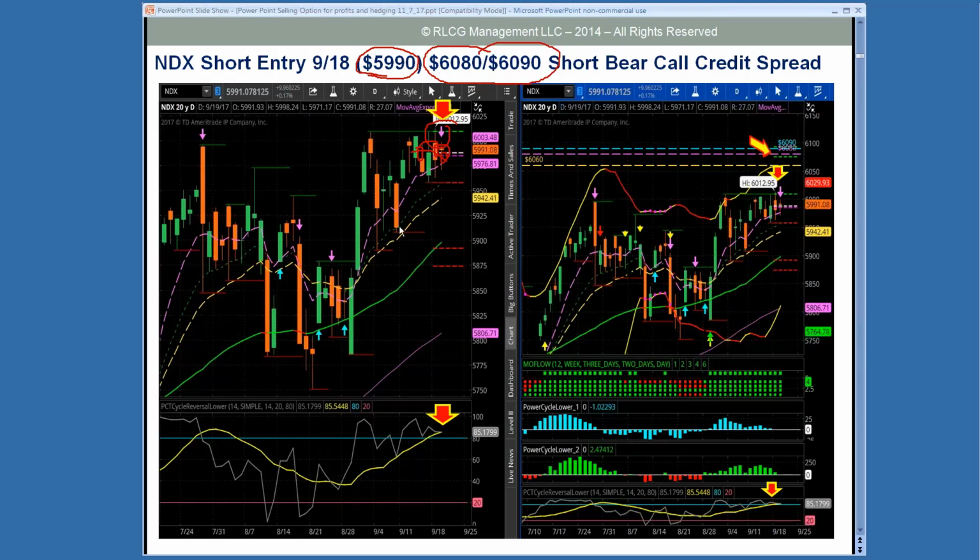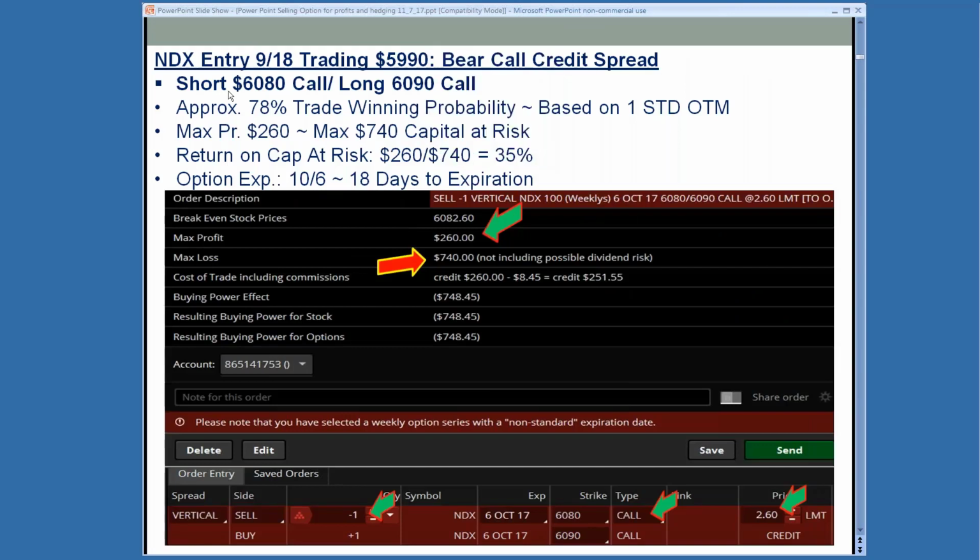Let's take a look at the risk profile on that. You can see it was selling the 680, long the 690. This was done at about a 17 delta on the short side, so that gave us about a 78% probability of this being a winning trade going in, based on 1 standard deviation out of the money. The max potential profit was the credit received here of 260. The max at risk is the difference of 740. So if everything went wrong and you didn't adjust or make any defense, which I always teach, the maximum you'd lose is 740. But the theoretical potential profit, if you kept that full credit of 260, would be a 35% return on your at risk. And this trade was set up for 18 days to expiration.